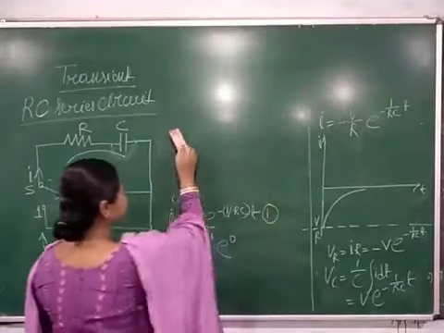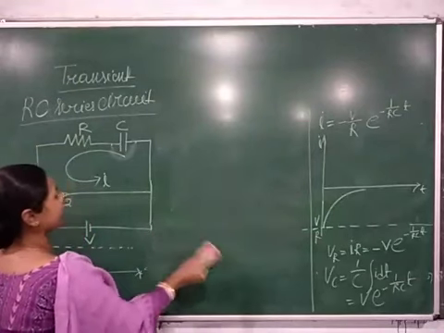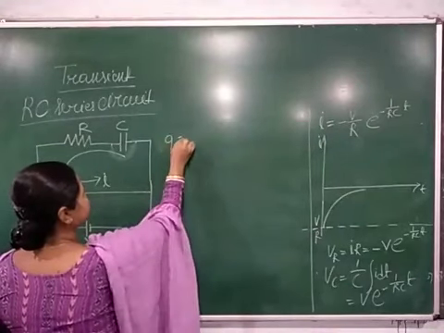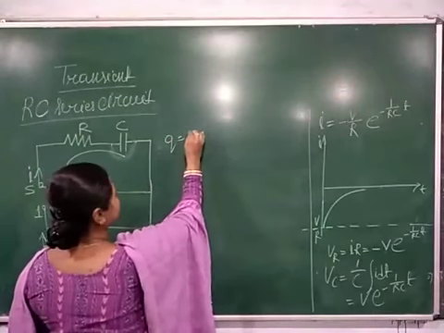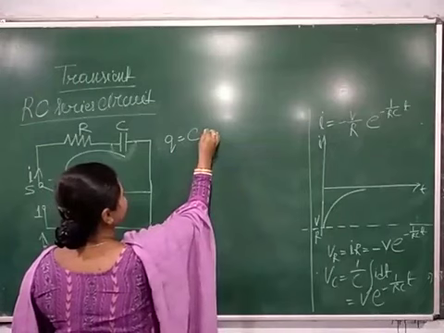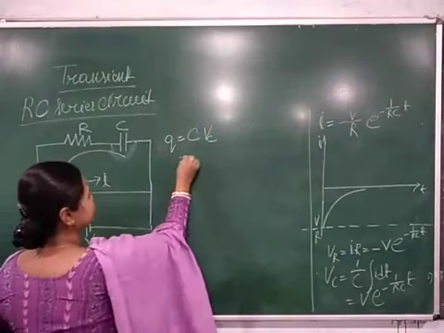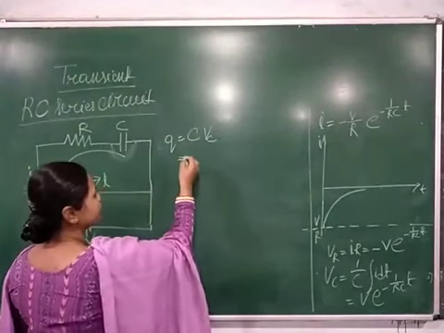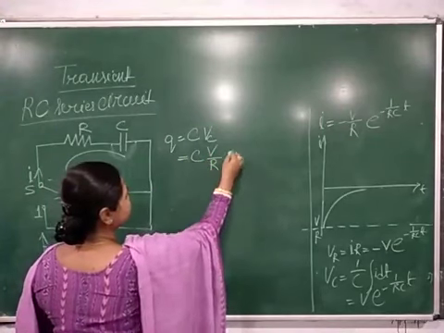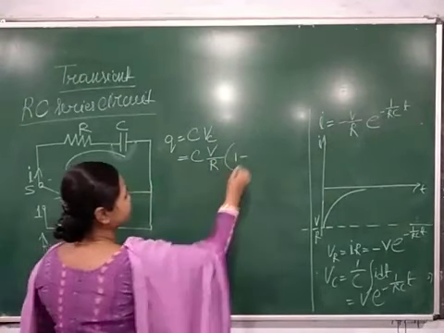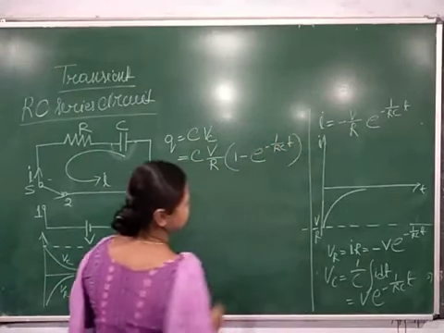And at this instant, in charging and discharging case, how much charge is stored by the capacitor? How do you find it? The charge stored by the capacitor during charging is C into the voltage during charging. The voltage during charging we have already explained, students. So during charging we get the value as V by R, 1 minus e to the power minus 1 by RC into t. This value we have got.